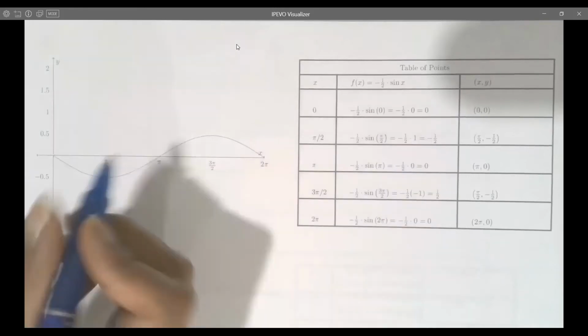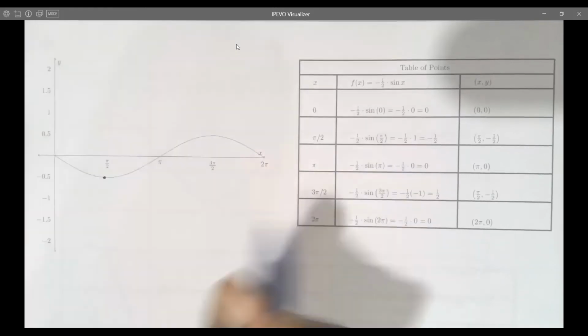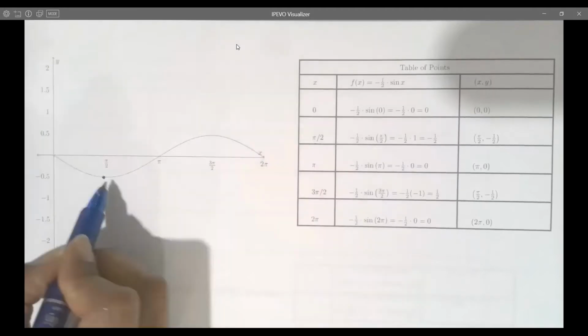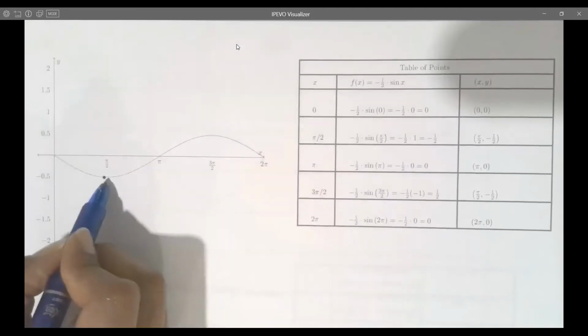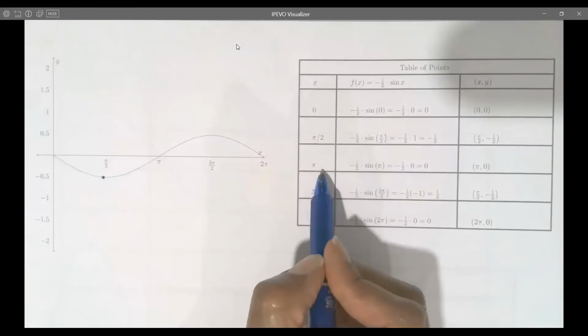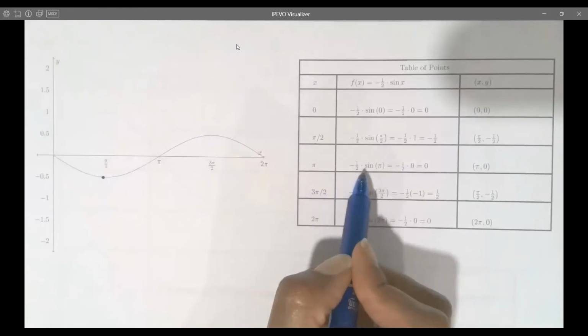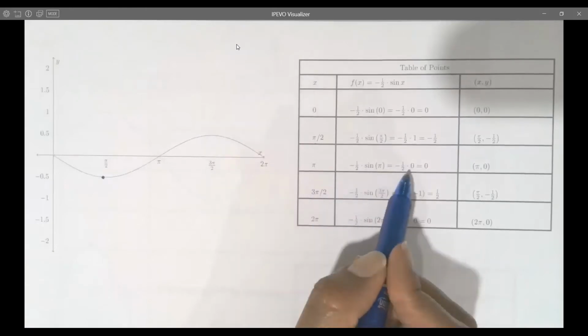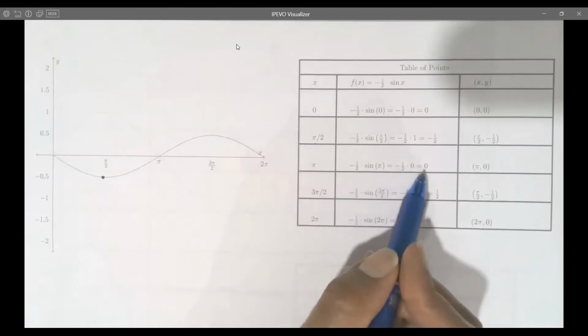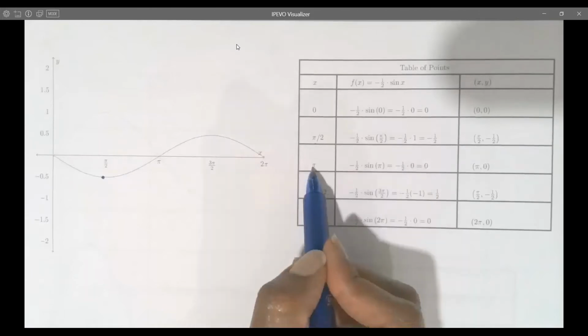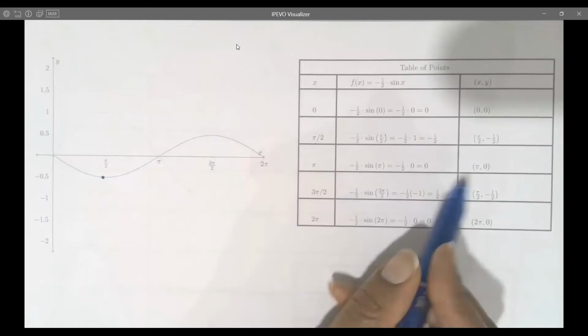So that's this point here. At pi over 2, we go down to negative 1/2. Then when we plug in the pi, we get negative 1/2 times sine of pi. So that's negative 1/2 times 0, which is 0. So we still get the point pi comma 0, which is here.